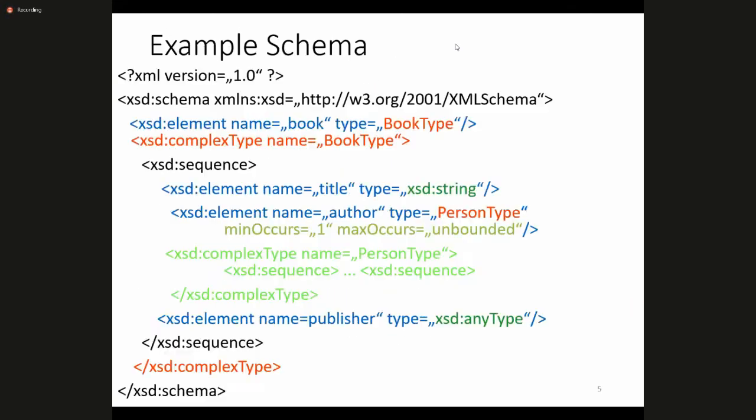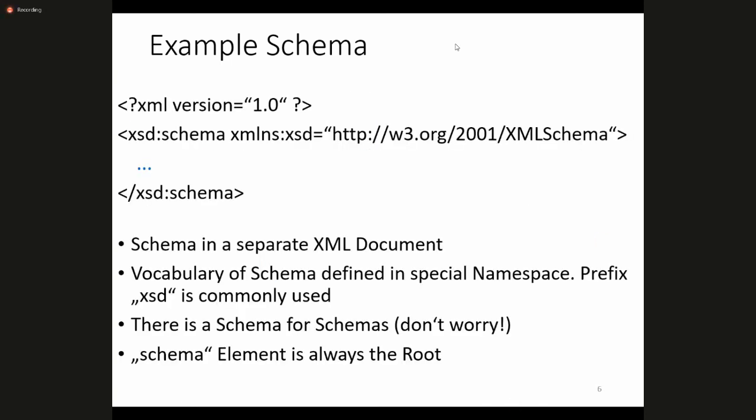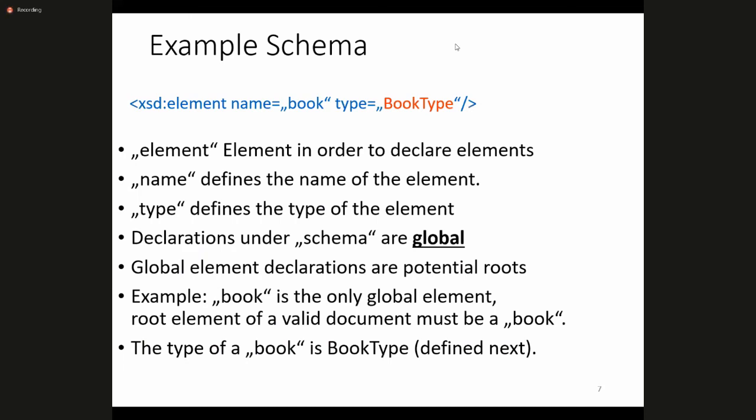So this is an example schema. So as an example here, you can see that the type is complex, book type. The type is book type. It is complex. Here the type is string. That is simple. Right? So we are going to learn these things in detail in coming weeks.